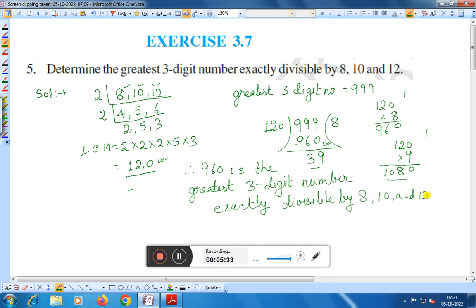We will see here that 120 into 8 is 960. Therefore, you can say that here you see that 39 is the remainder. Therefore, you can say that 960 is the greatest 3-digit number exactly divisible by 8, 10 and 12. This is the solution of question number 5.